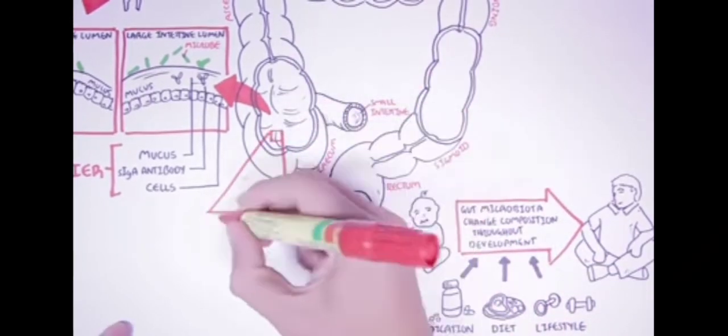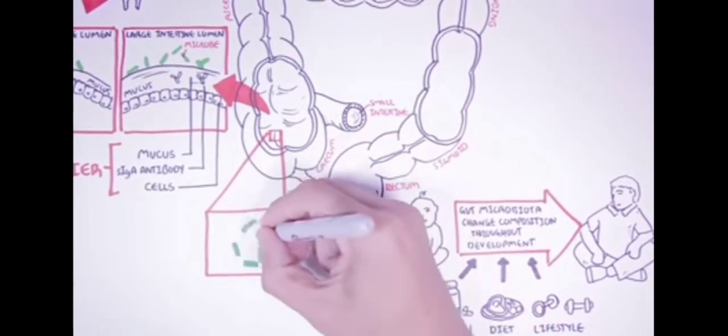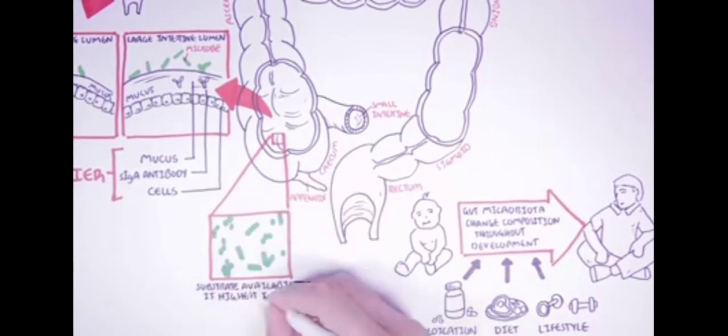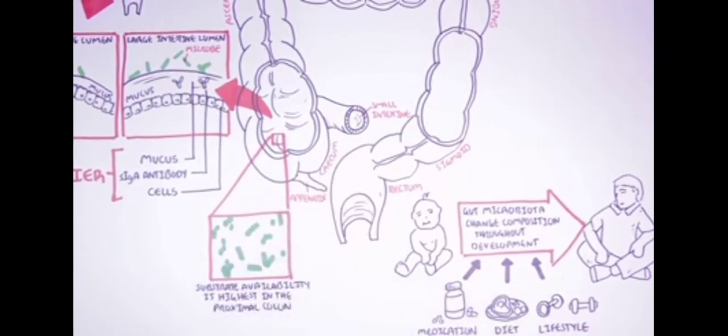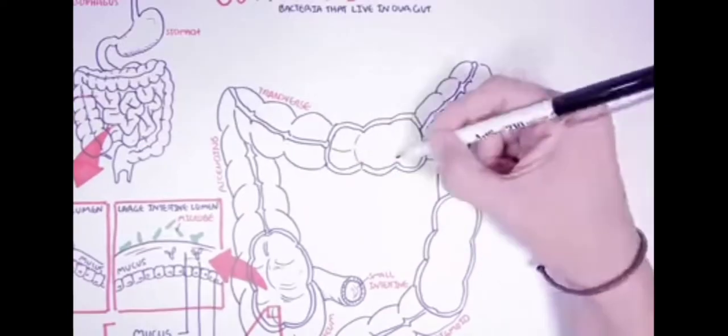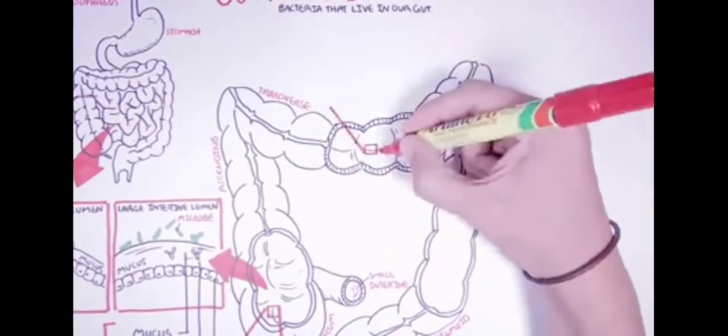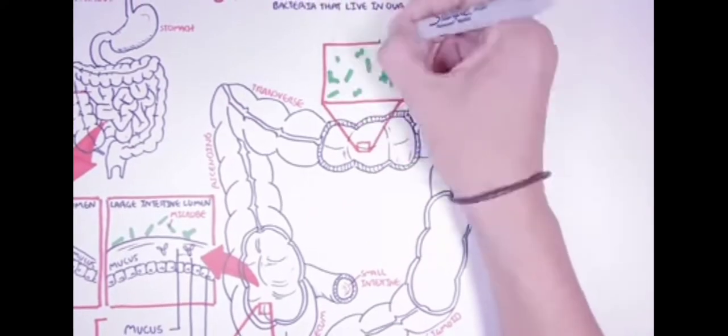In the large intestine, the bacteria are mainly found in the proximal colon because this is where substrate availability is highest. But there are still so many bacteria everywhere else, such as the transverse colon as well as the descending colon.